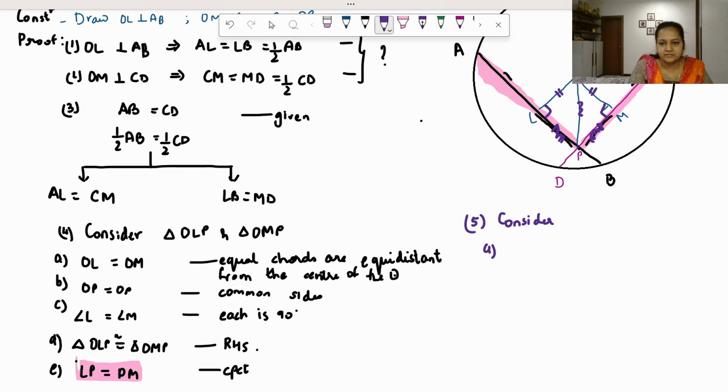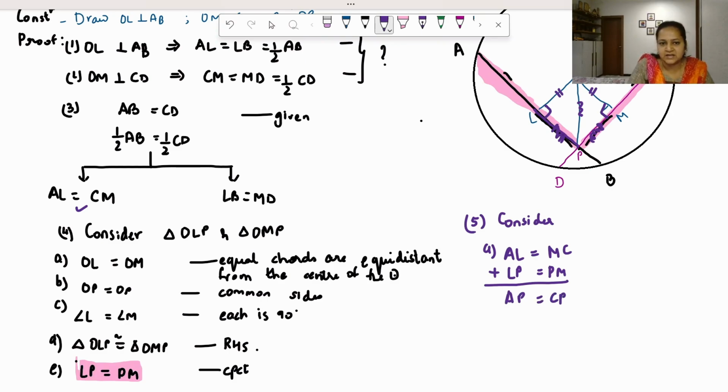what do we have? We have AL is equal to MC. We have already written that from here. And now we have LP is equal to PM, proved above. If I add them, what do we get? AL plus LP will give me AP, and MC plus PM gives us CP.